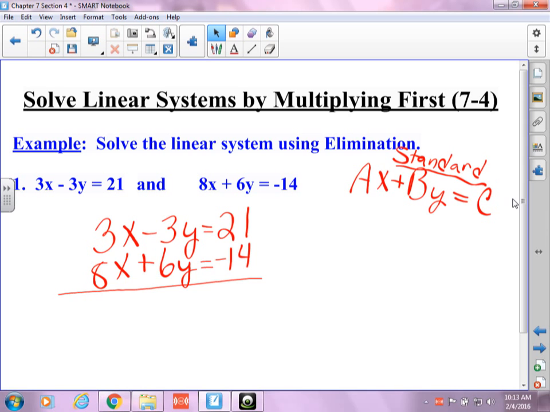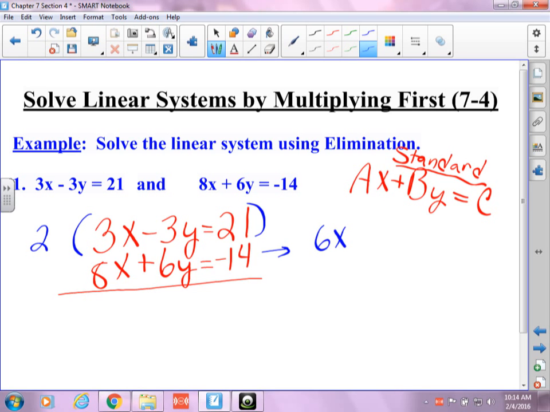Now, I can either try to make the x's the same or I can try to make the y's the same. I'm going to make the y's the same, and you're going to see why. I'm going to multiply this whole thing by 2. So, 2 times 3x gives me 6x. 2 times negative 3 gives me negative 6y, and 2 times 21 gives me 42.